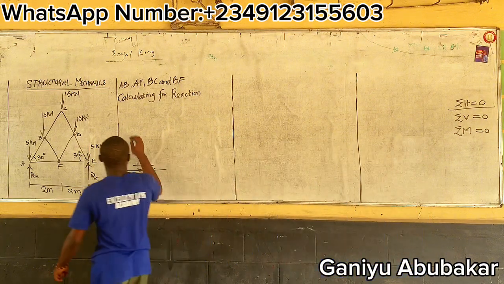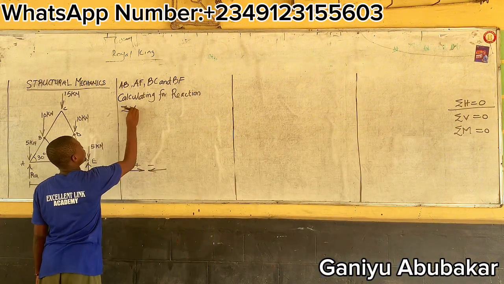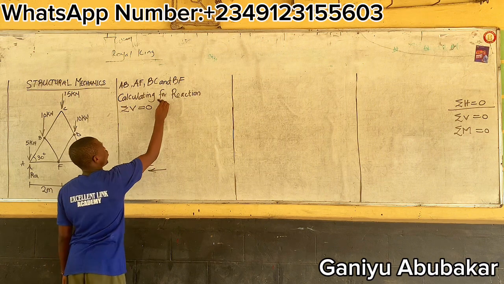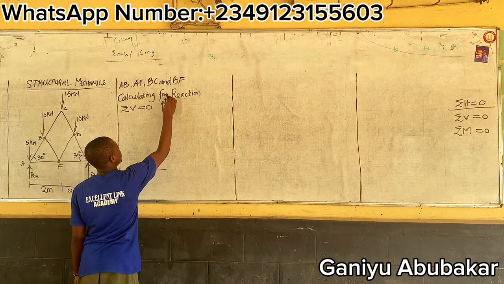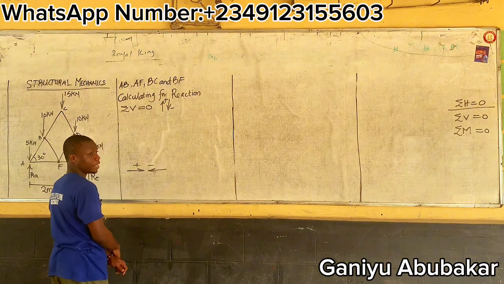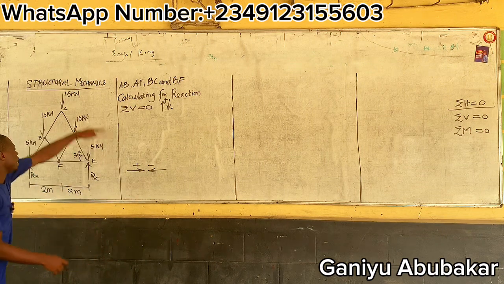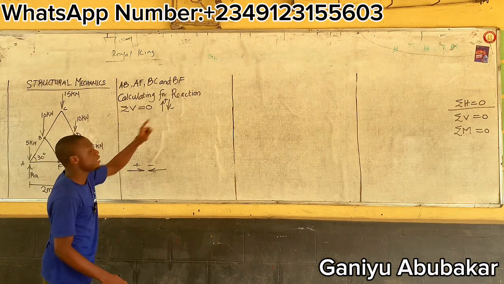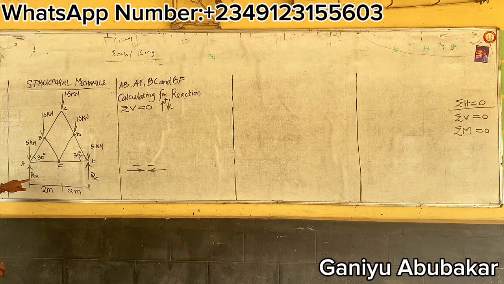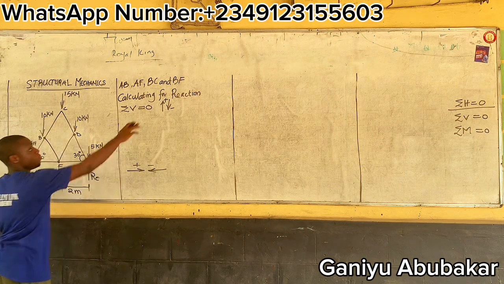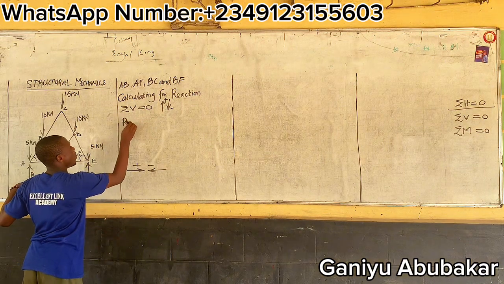The second condition says summation V equals 0. Consider upward as positive and downward as negative. Which forces act in these two directions? There are many, right? Start with this one, it's going up, and up is positive, so I'll have RA.